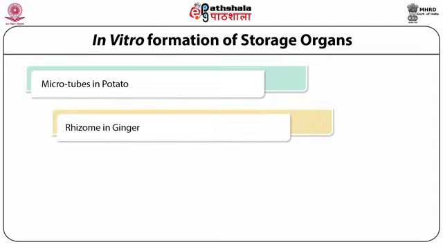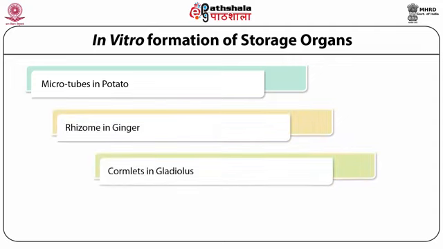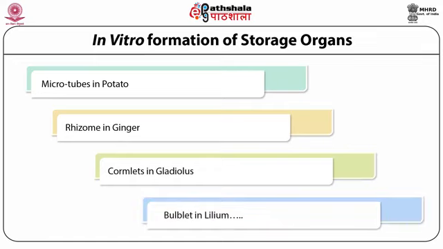How do you propagate ginger? You use rhizomes. How do you propagate gladiolus? You take corms, bulbs in lilium, and so on. So these storage organs can also be induced in culture conditions. Microtubers in potato, this is a multi-dollar industry today.